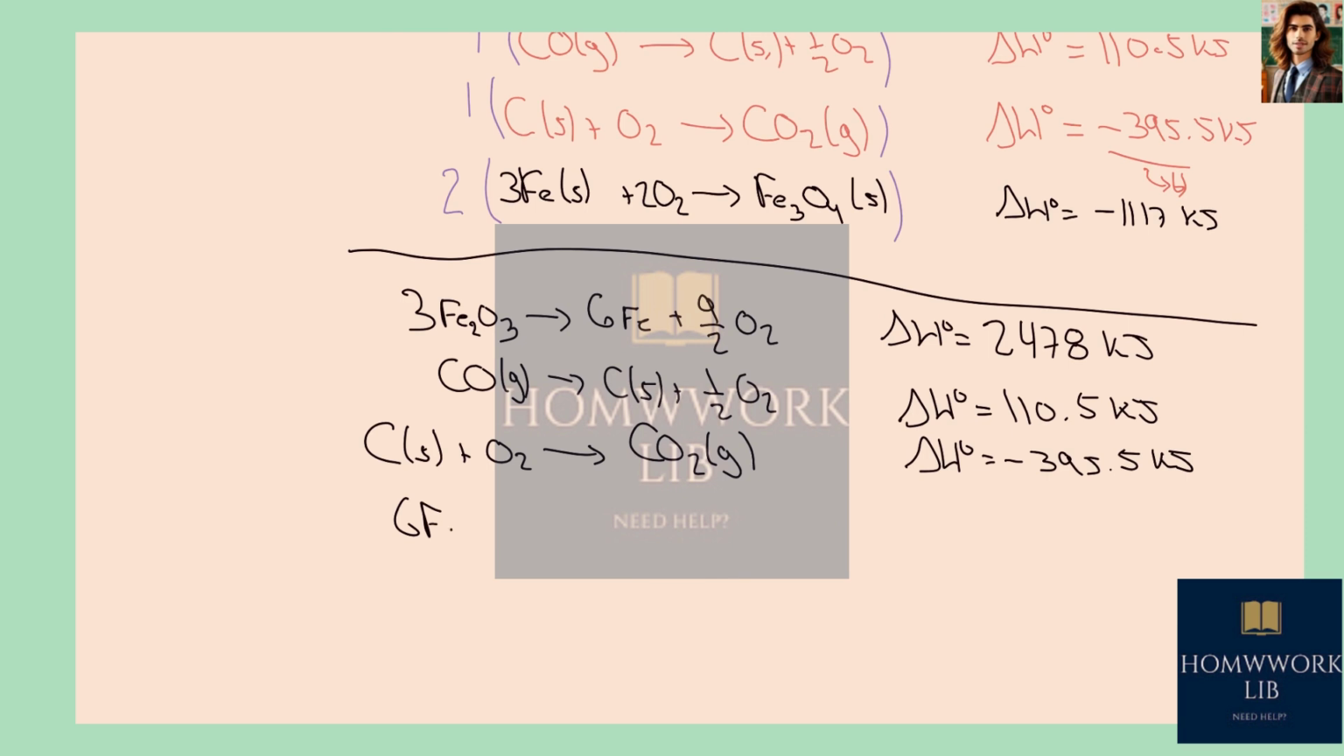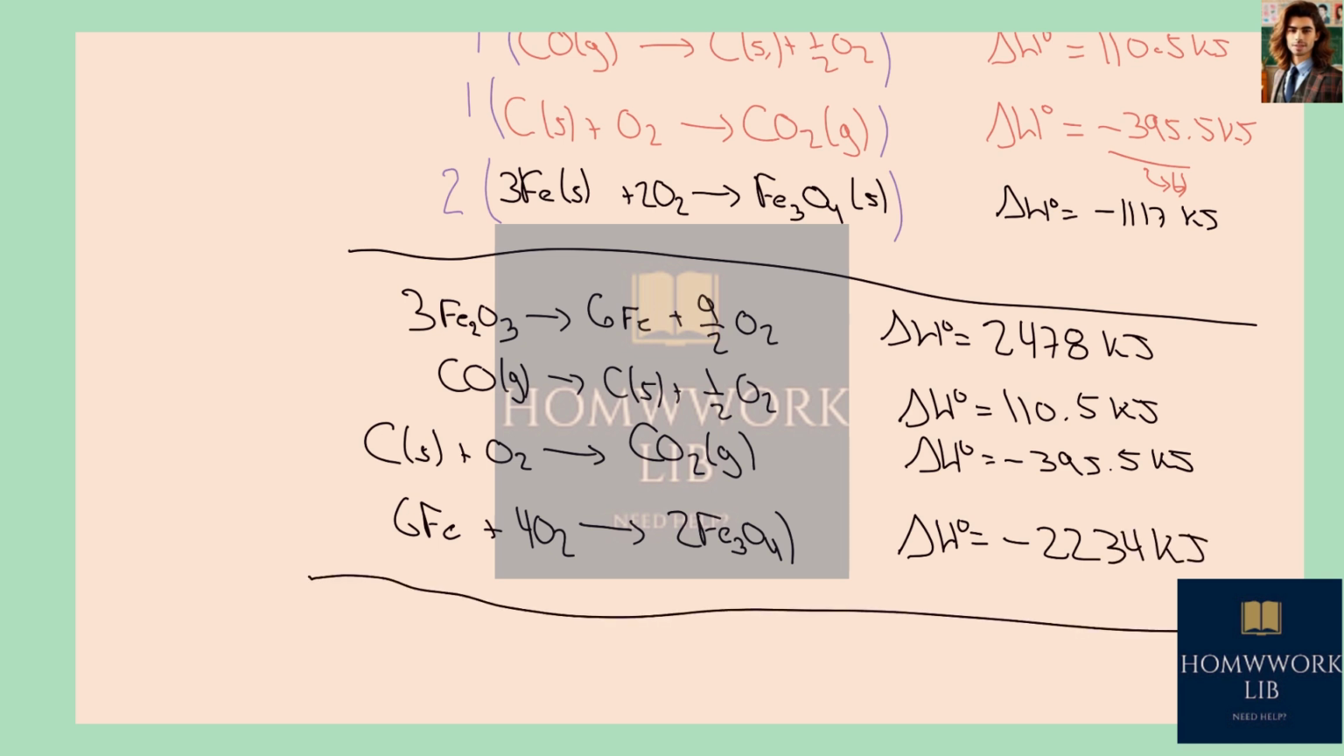And for the final one, 6 of iron plus 4 of O2 is going to produce 2 Fe3O4 with a delta H naught equal to minus 2,234 kilojoules. And now we can add up all of these reactions.